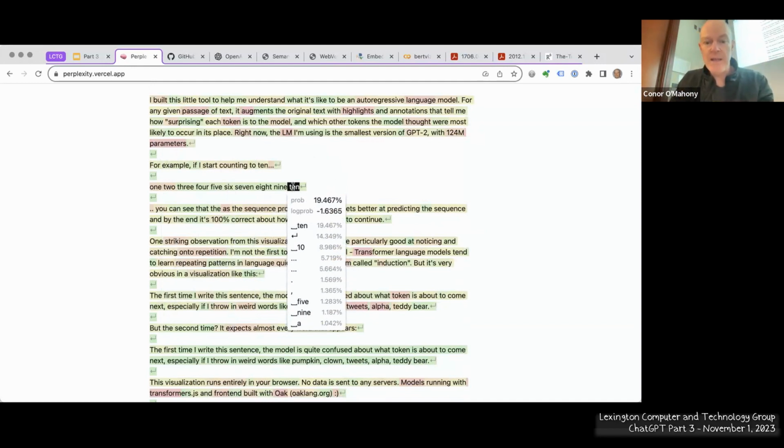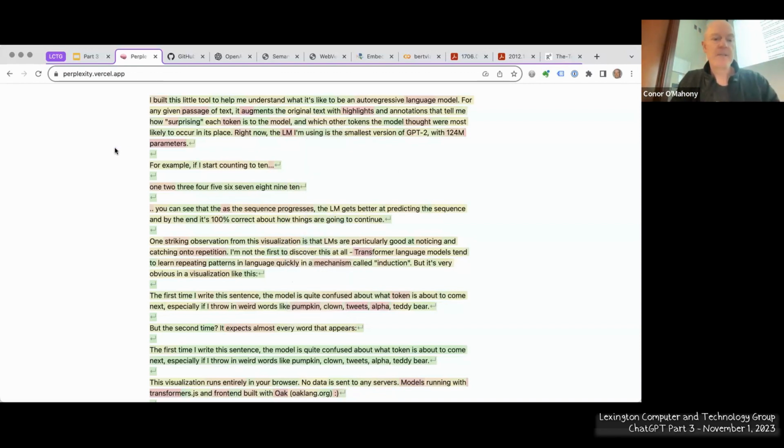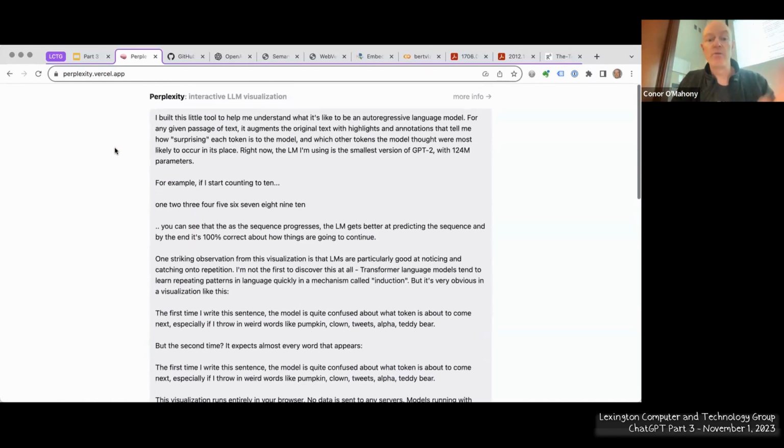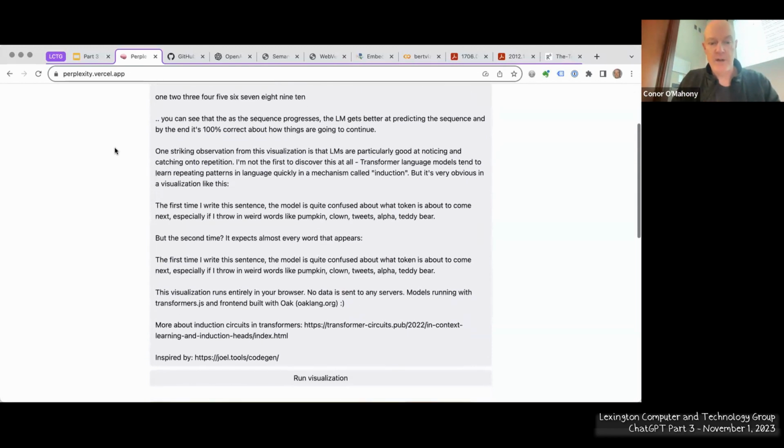So here, at that time when it was going through, it would have predicted the word 10 with 19.467% probability. It would have predicted a return, so no number at all, with 14.349% probability. It would have predicted the number 10 with 8.986% probability, and so on. This tool is kind of interesting. So you could replace this text with your own text and run it.